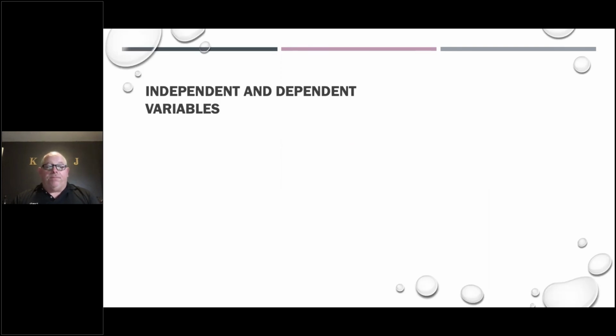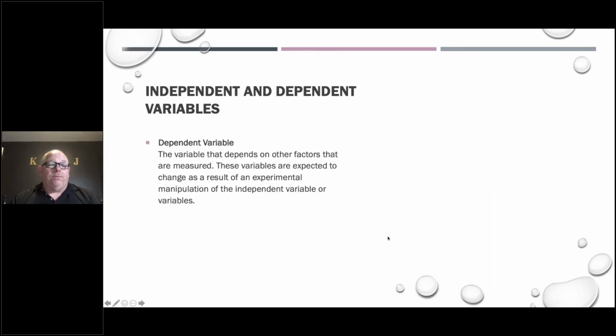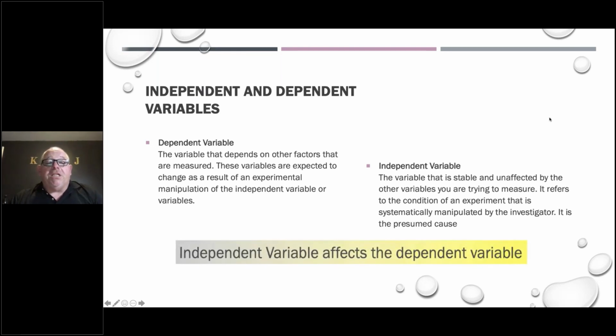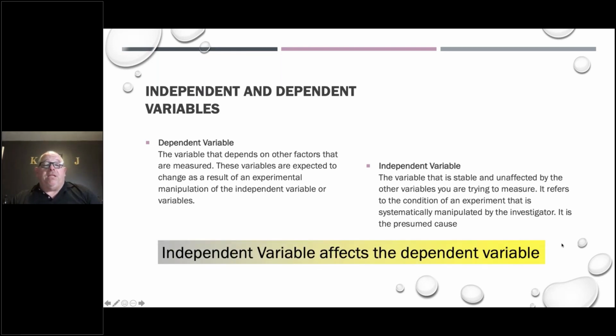Variables, independent variable versus dependent variable. A dependent variable is a variable that depends on factors to be measured. These variables are expected to change as a result of the experimental manipulation of the independent variable, okay? The independent variable is stable and unaffected by other variables you're trying to measure. It refers to the condition of an experiment that is systematically manipulated by the investigator. Independent variable affects the dependent variable.